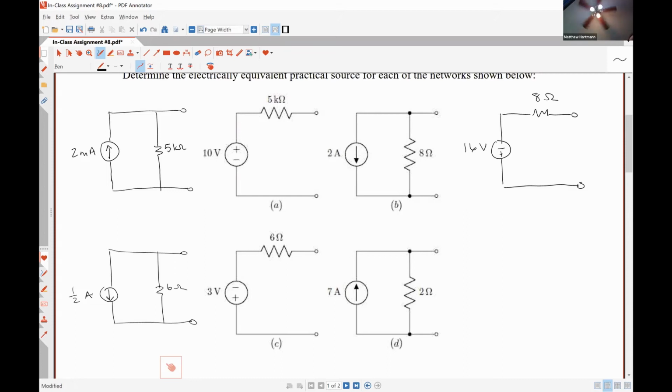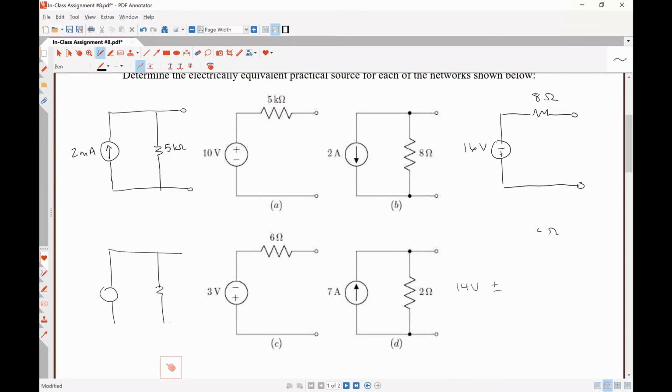Alrighty, and finally for part D, we have another practical current source. So the electrical equivalent would be a voltage source. 2 ohms, and 2 ohms times 7 amps gives us 14 volts. Positive polarity terminal should be on top because the arrow is directed up. So this one was really easy, in my opinion. Any questions?